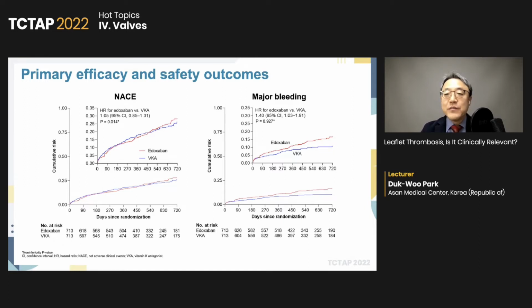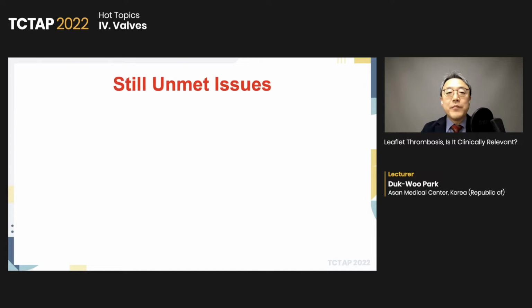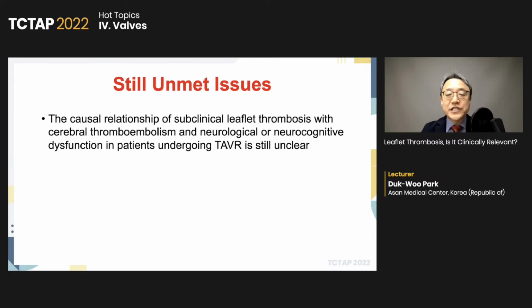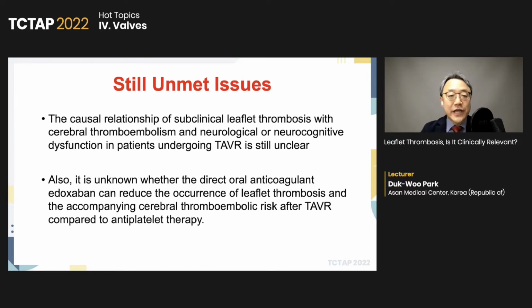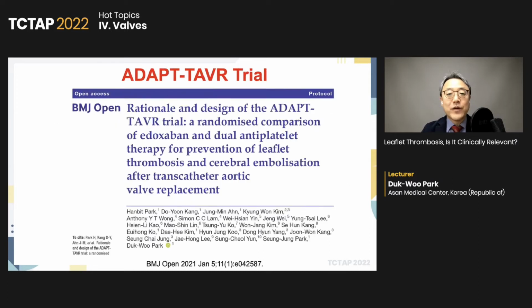However, major bleeding is much higher with edoxaban compared to warfarin. It is still a main issue. The causal relationship of leaflet thrombosis with cerebral thromboembolism, and the possibility of neurological or neurocognitive dysfunction in patients with TAVR, is still unclear. Most available data are based on observational data. Also, it is unknown whether the direct oral anticoagulant edoxaban can reduce the occurrence of leaflet thrombosis accompanying cerebral thromboembolism risk after TAVR compared to antiplatelet therapy.